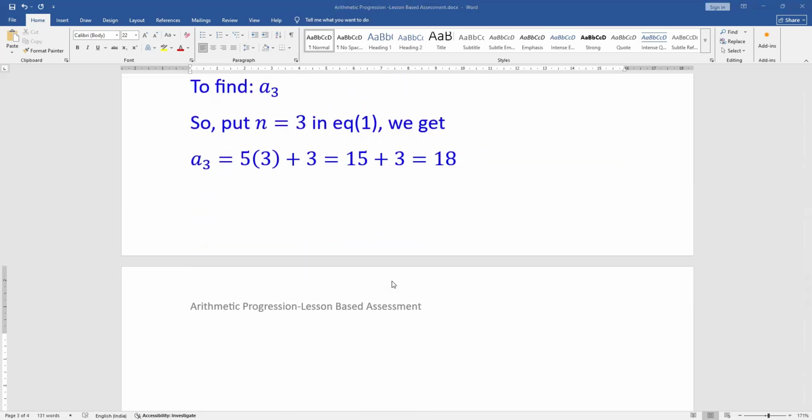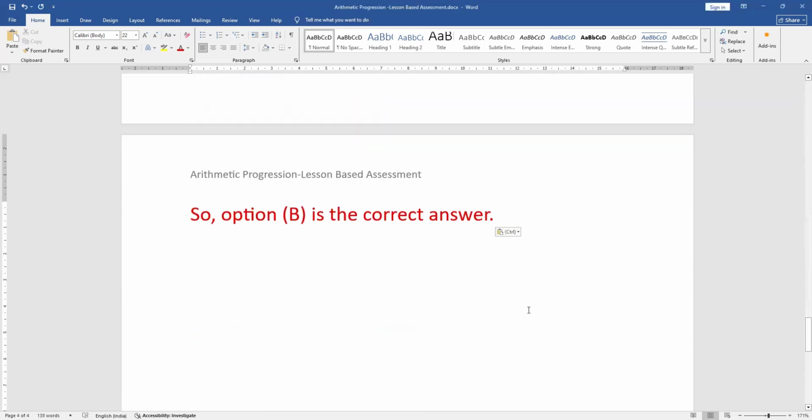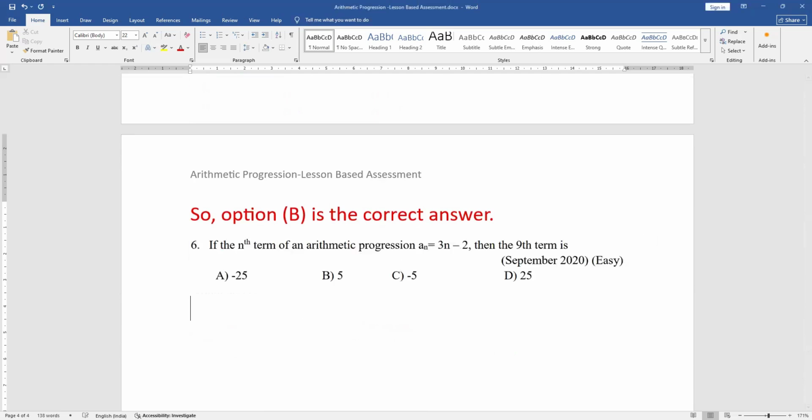Option B is the correct answer. Okay, now I go for the sixth question. If the nth term of an arithmetic progression an equals 3n minus 2, then the ninth term is.